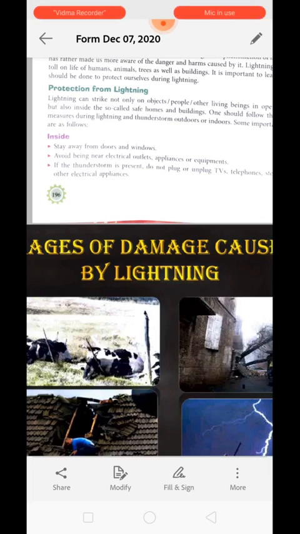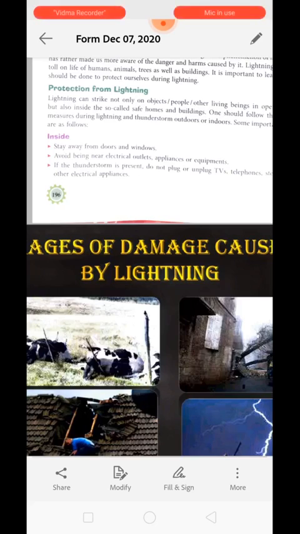Now avoid being near electrical outlets, appliances or equipment. Do not use electrical appliances while there is lightning because the current may flow into the system and it can cause damage to the equipment as well. If the thunderstorm is present, do not plug or unplug the TV, television, stereo, etc. You are not supposed to plug in the TV or any electrical equipment. Don't use any electrical equipment during the lightning.